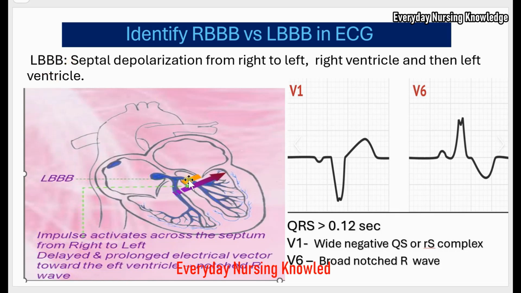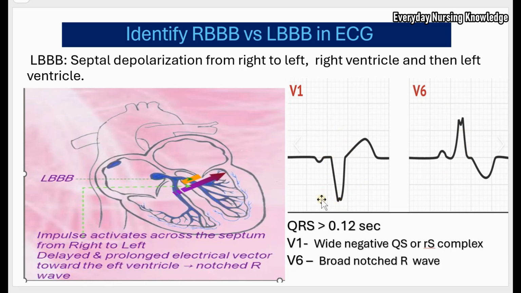Now in left bundle branch block, there is a block in the left side. As a result, right side septal depolarization happens first and then left. So septal depolarization goes from right to left, with the block in the left side. So the right ventricle depolarizes first and then the left ventricle. So in the EKG, in V1, which is placed on the right side, depolarization moves from right to left. As a result, it moves away from the lead, so it creates a negative wave. Then the right ventricle, towards the lead, creates a small upward wave. Then the left ventricle, again a downward wave. So it creates a wide negative QS or RS complex or a W-shaped wave.